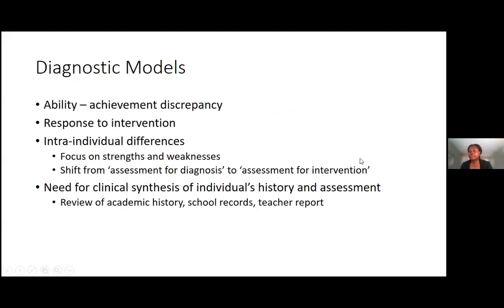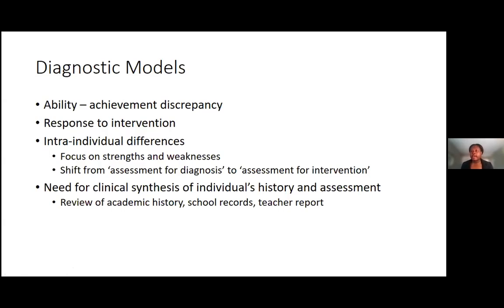All right, so with regard to diagnostic models for a learning disorder, historically there have been a couple of different ways that one might go about diagnosing a learning disorder. And I'm just going to highlight a few here that I think are important to know from a historical perspective as well. So the first is the ability achievement discrepancy model.